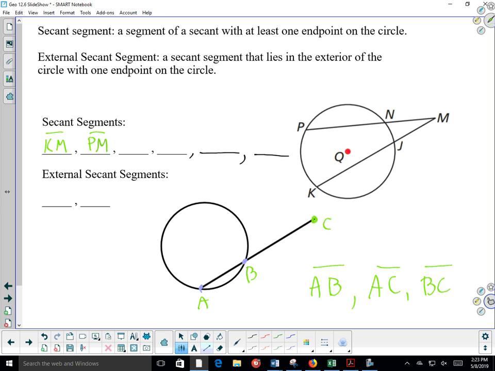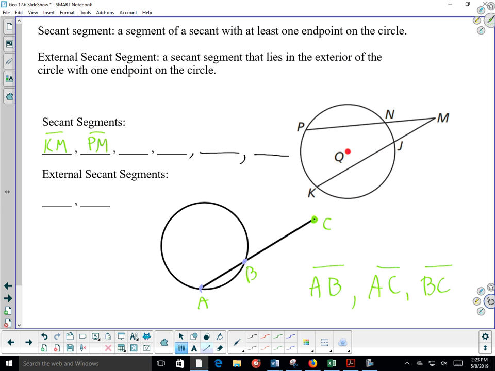Actually, it's 3. No, BC only touches once. Which would be an external secant. That's a category. A secant segment with at least one endpoint on the circle.